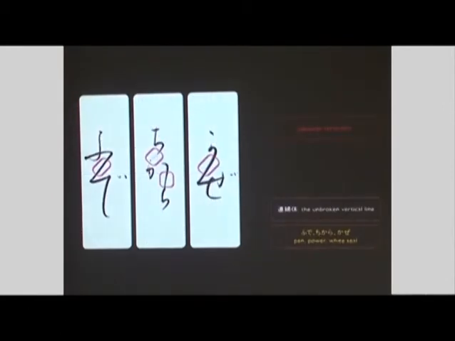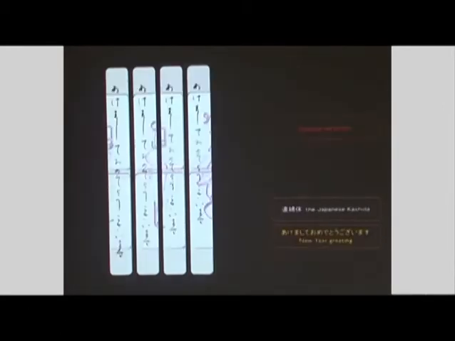So there is a common greeting in Japan. This is the Renmentai. Renmentai is the unbroken vertical line, if I translate it literally. Akimashite omedetou gozaimasu means Happy New Year in Japanese.